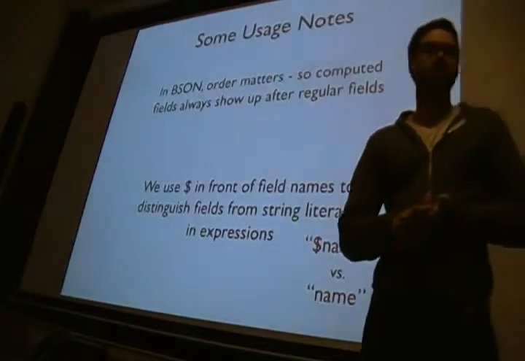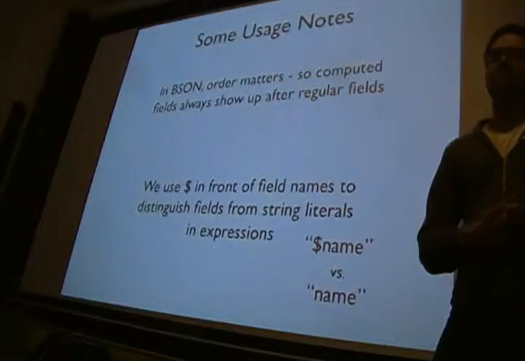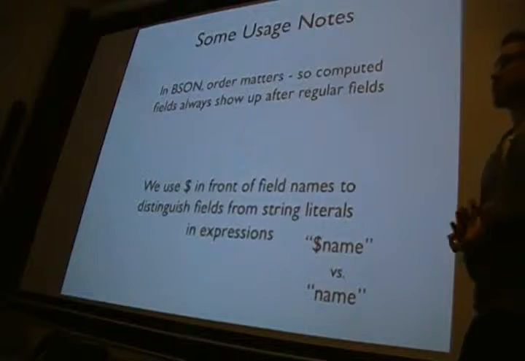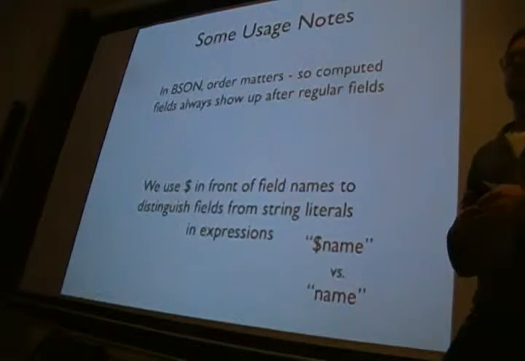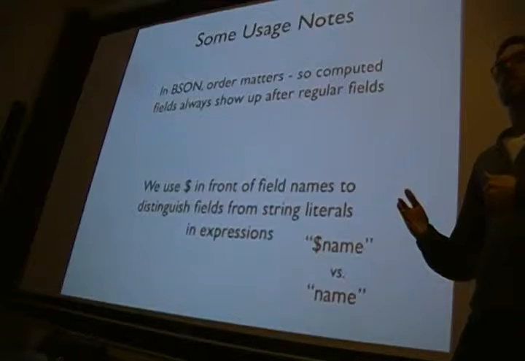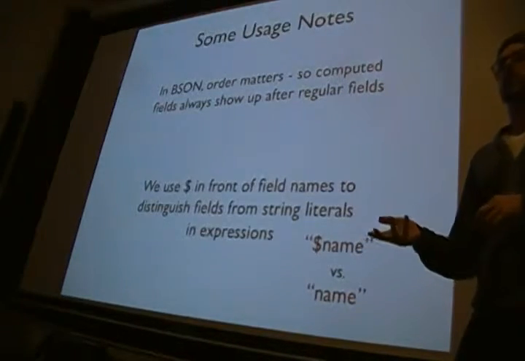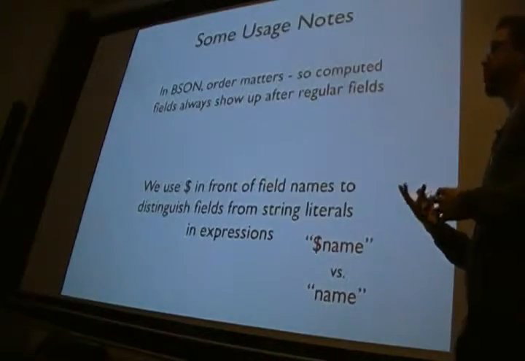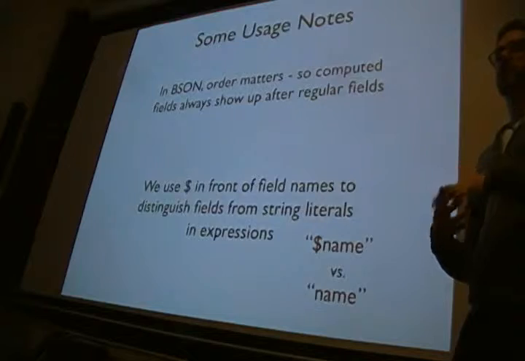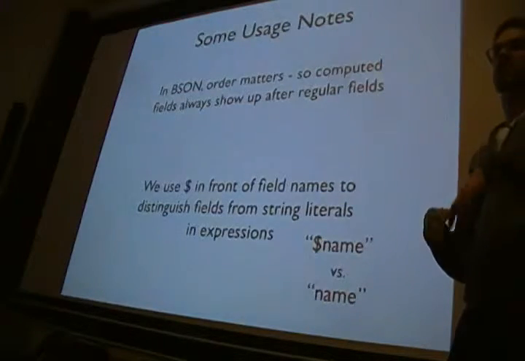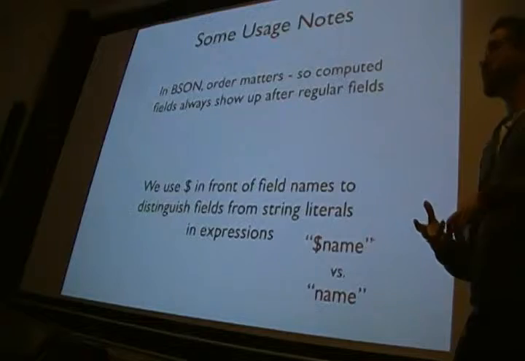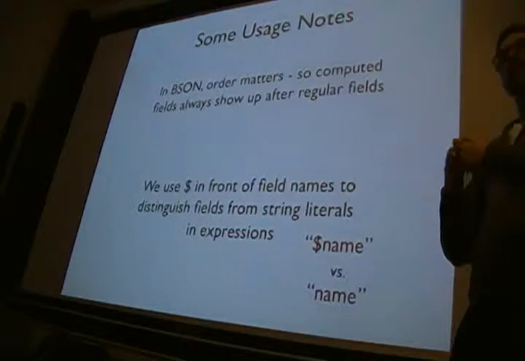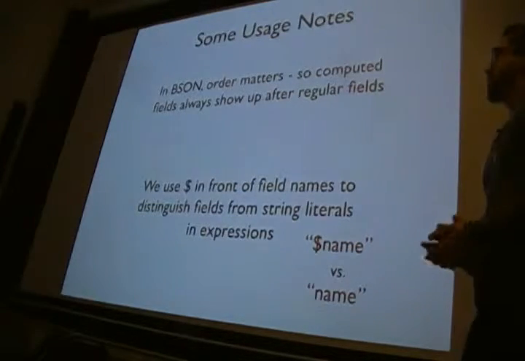So just a couple of usage notes on BSON. BSON is the storage format that MongoDB uses. It's basically the same idea as JSON, but it's serializable to binary, so it can be stored on disk or transmitted over the network. Since it's BSON, order matters. It's not like JSON where you can treat it like a hash table and things show up in sort of indeterminate order. The order actually matters in BSON. So whenever you compute new fields, they always get appended to the end of your documents.